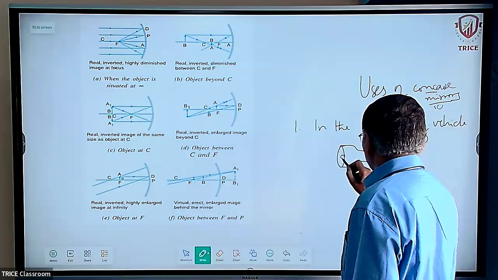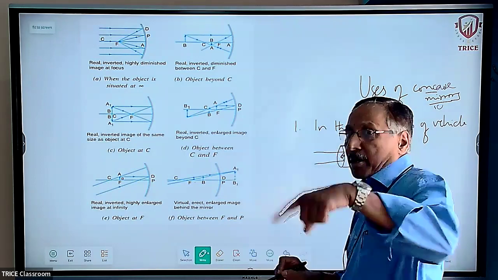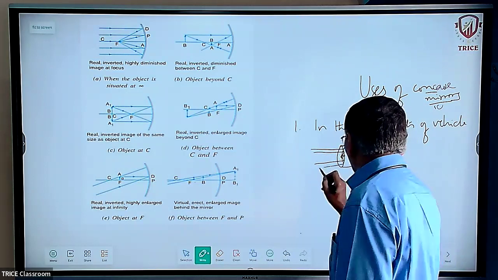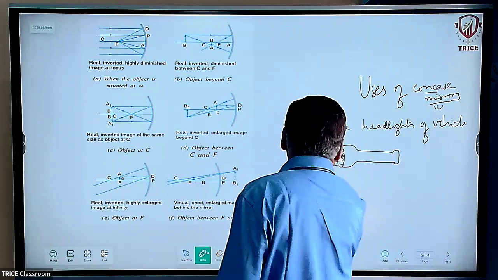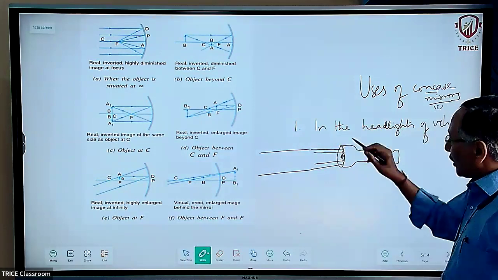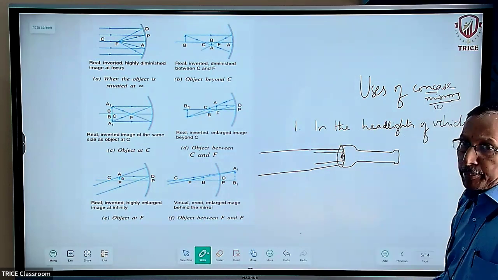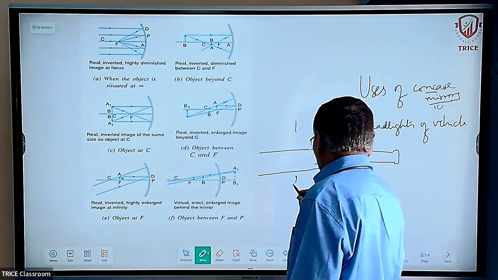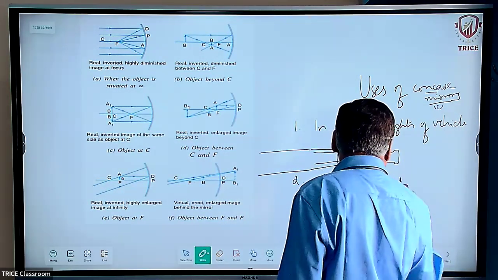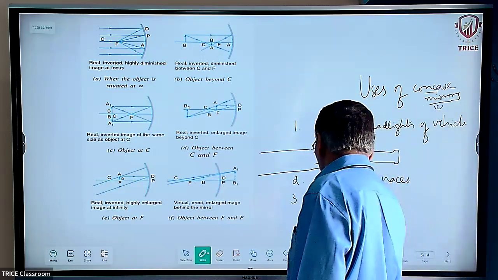The bulb is here. Whatever light rays fall on the reflector, there's a metal reflector inside, is it not? Whatever light rays fall on the reflector, all the light rays form a beam. So all the reflectors of our vehicles, all the lights will be having a concave mirror. Secondly, they are used in solar furnaces. They are used in searchlights.